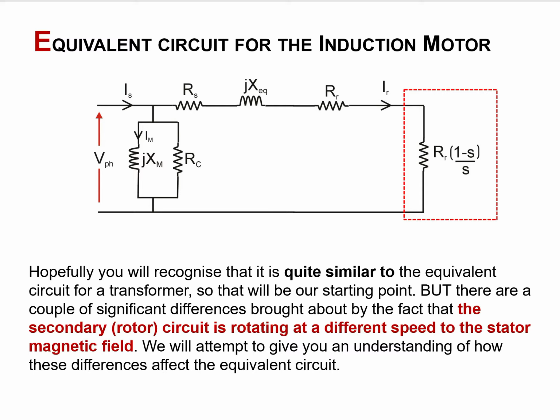So today we are going to come up with this equivalent circuit for the induction motor. You may recognize that it is quite similar to the equivalent circuit for a transformer. So that will be our starting point, but notice that there are some differences between transformers and motors. And that is that the secondary circuit, which is the rotor in the case of a motor, is rotating at a different speed compared to the stator's magnetic field. And we are going today to highlight these differences and how they affect the equivalent circuit.